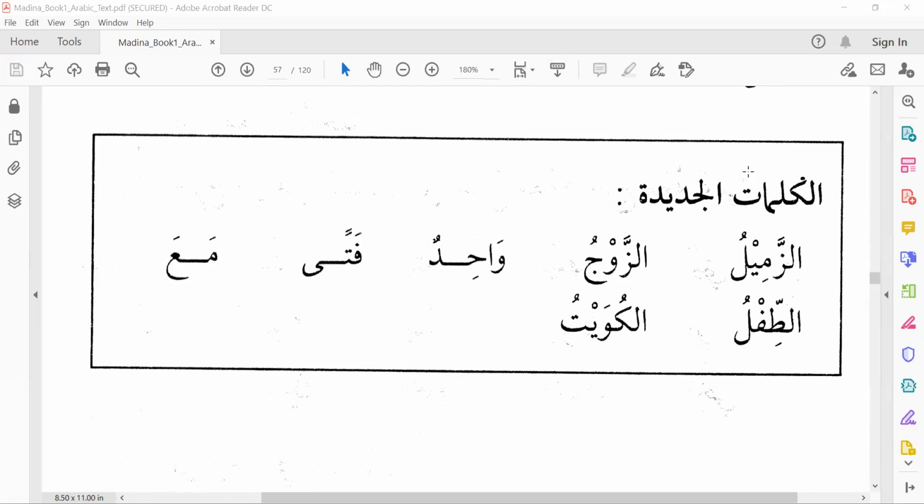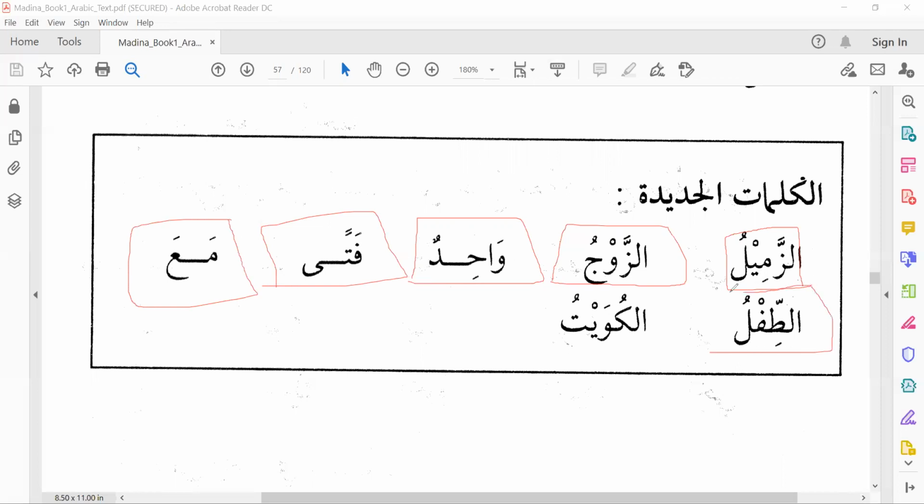Al-kalimatul jadidatu, new words. Az-zamilu, classmate. Az-zawju, husband. Wahidun, one. Fatan, young man. Ma'a, with. Tiflu, child. Al-Kuwaitu, the city name Kuwait. Okay.